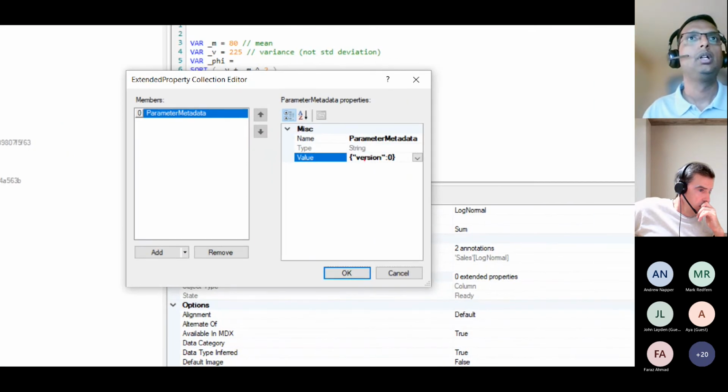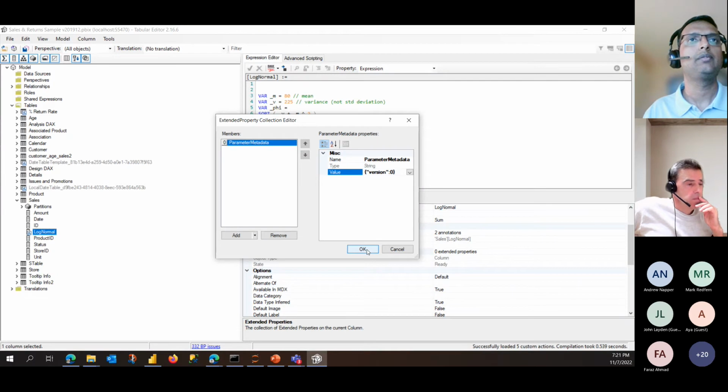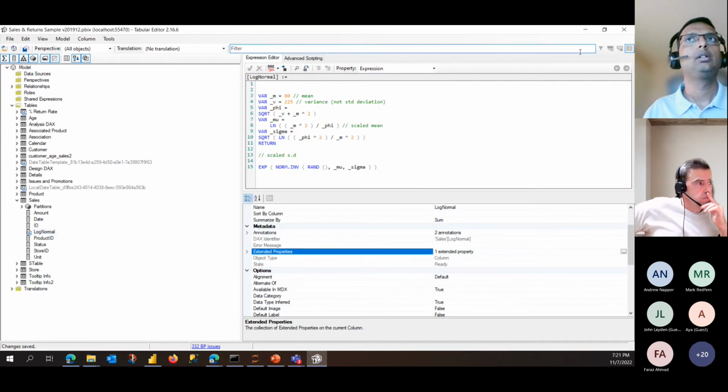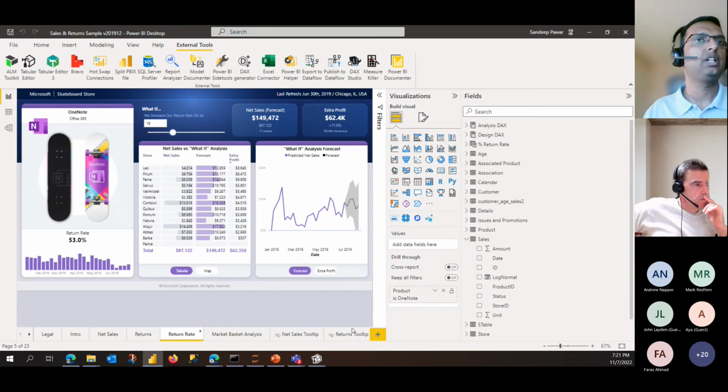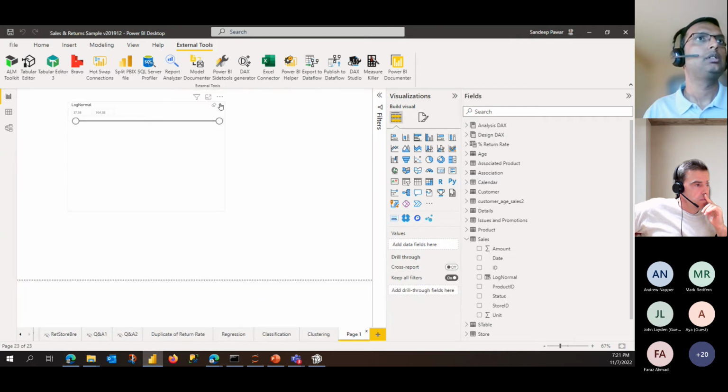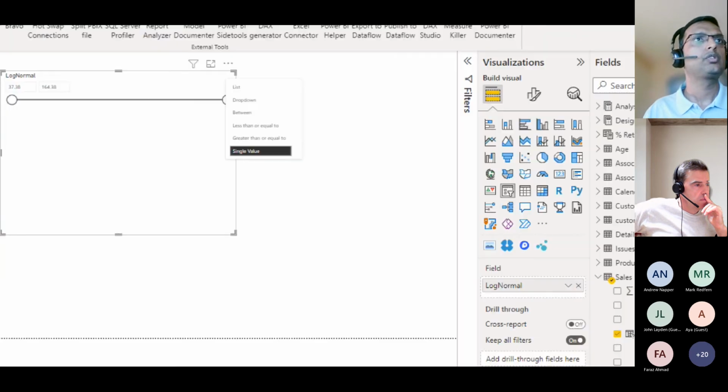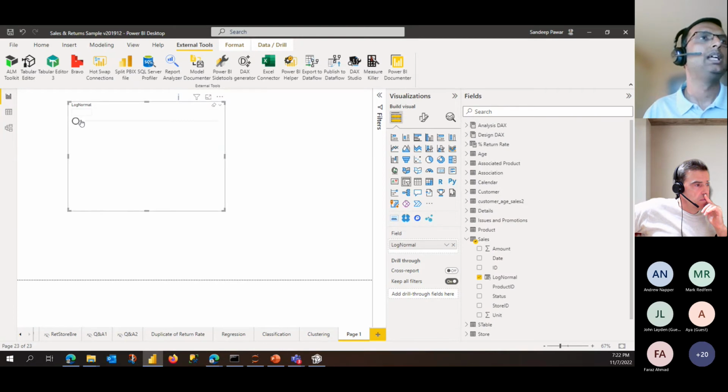So I created an extended property for that column in Tabular Editor called parameter metadata, and the value for that is version, equal to 0. If I click OK and save it back, and if everything works fine, I should be able to use that now as a single value slicer. There you go. I have a single value property that popped up here now. I can click on the single value, and now I can use that log normal distribution value as a probability density function parameter.